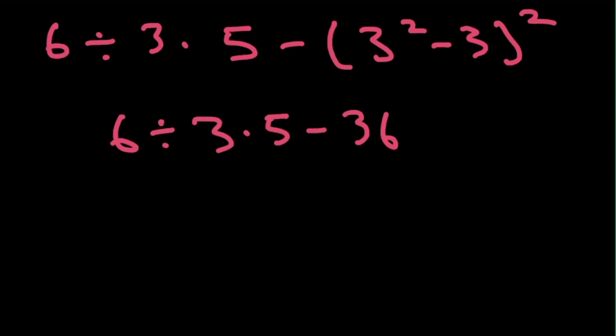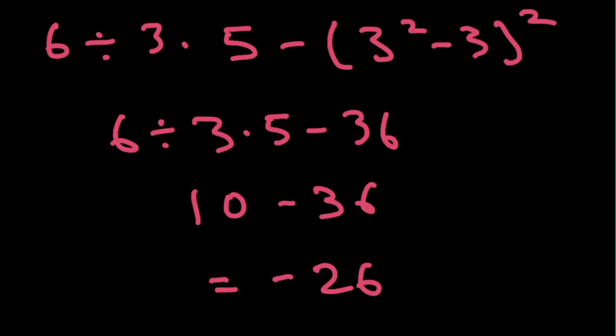So now we're going to go ahead and do the multiplication and division from left to right. So 6 divided by 3 is 2, times 5 is 10. So now we end up with 10 minus 36, and simple subtraction, and we get negative 26.